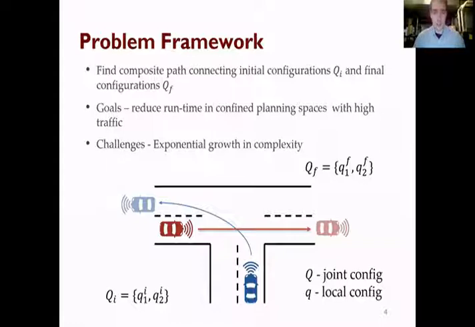And this is a challenge in the multi-robot path planning problem due to the exponential growth in the planning problem. So as you increase the number of robots in your planning space, what you'll see is that the time required to find a solution grows exponentially. And this is exacerbated in confined planning spaces because there's a high likelihood of collisions that will occur.